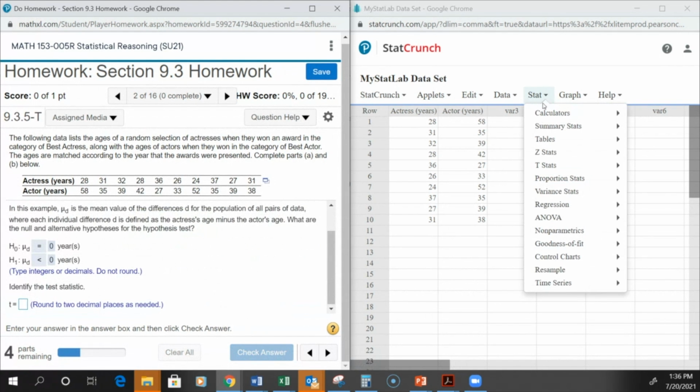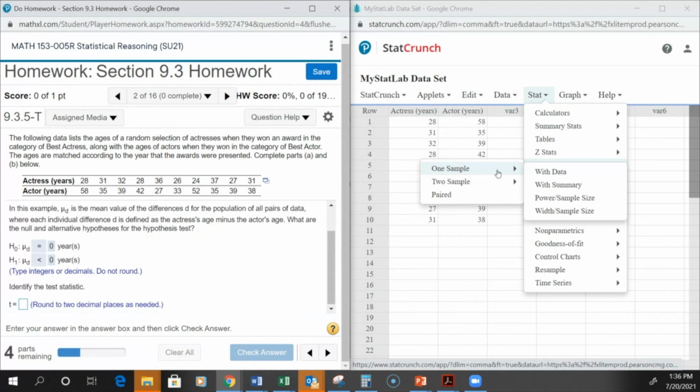You go to Stat. You say, what kind of thing are we doing? We're doing something about means. You can see the mu. Do I know sigma? No, you don't have any idea what sigma is. Then I'm going to use t. That's the same process you've gone through before. One sample was chapter 7. Two samples was section 9.2, independent. For us, we use paired. This is what they call the 9.3 dependent.